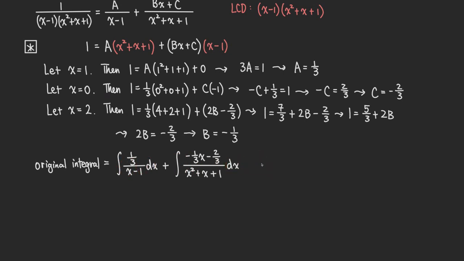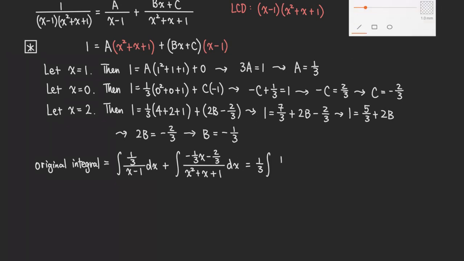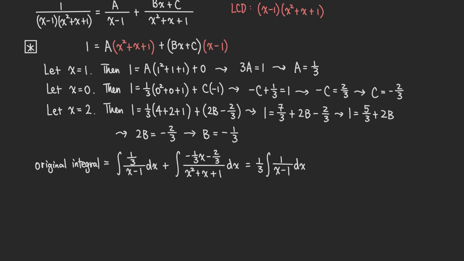Okay, so if we do that, then we can pull out the constant, right? So we pull out the 1/3. So we are going to be getting 1/3 integral of 1 over the x minus 1 dx. And then for this numerator right here, we can factor out -1/3.